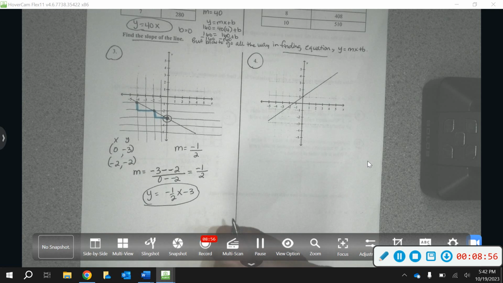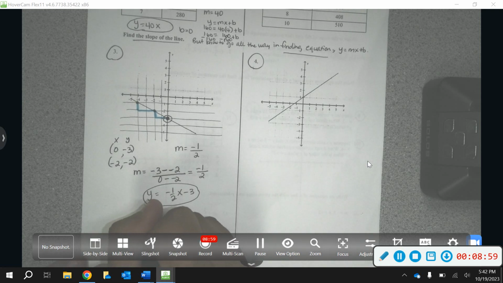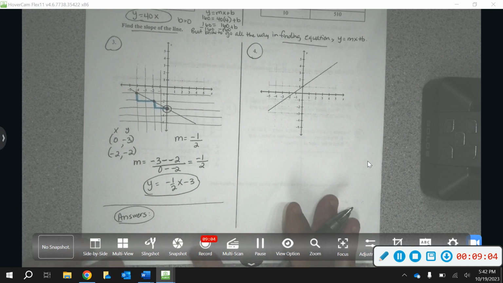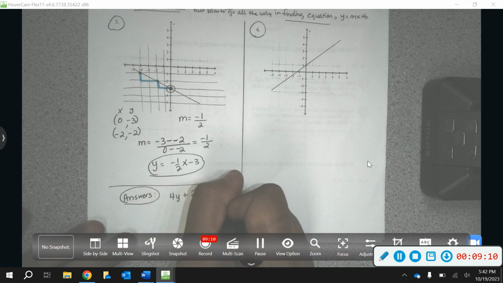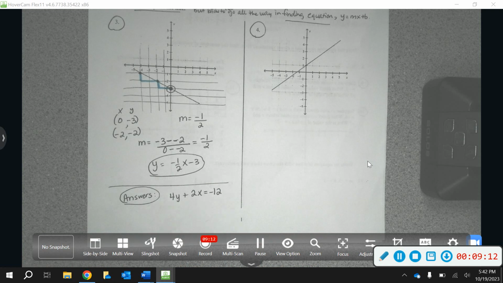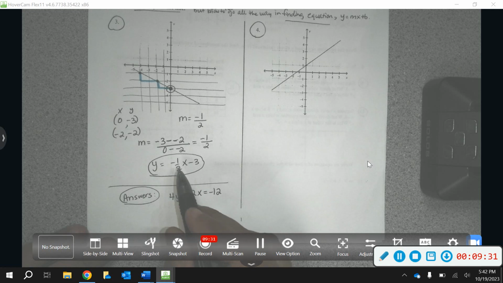Now, what if, let's say your answers are not in y equals mx plus b form, but instead your answers were in standard form, and it looked like this. Let's say that was one of your answers. Well, how do I know that this equation is equal to that equation? You're going to have to know how to convert and solve for y. So again, move my x over. This is what I was talking about when I went over those two problems, you have to know how to solve for y and match up your answer with their answer.